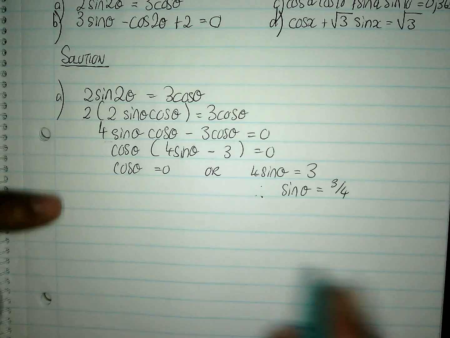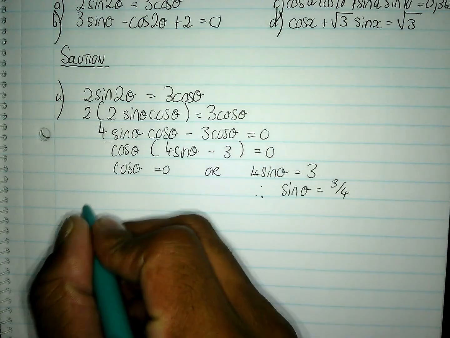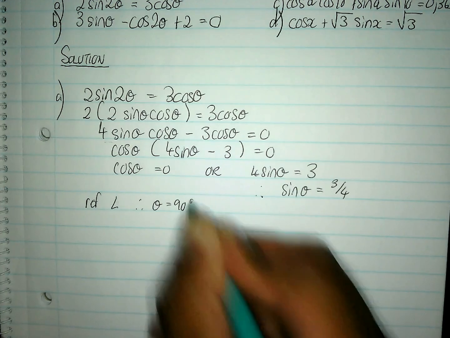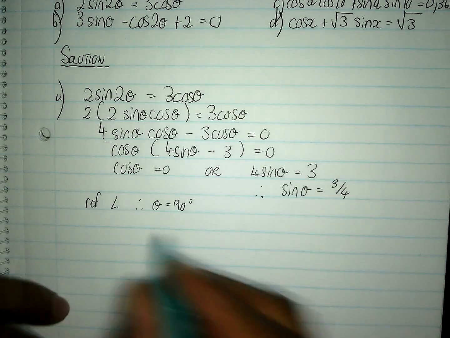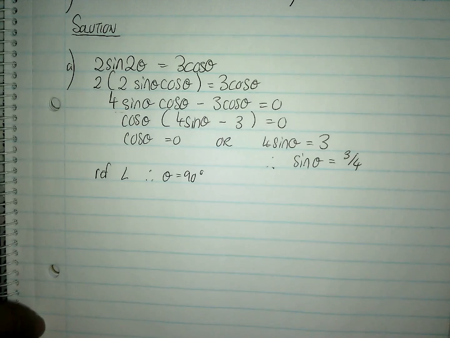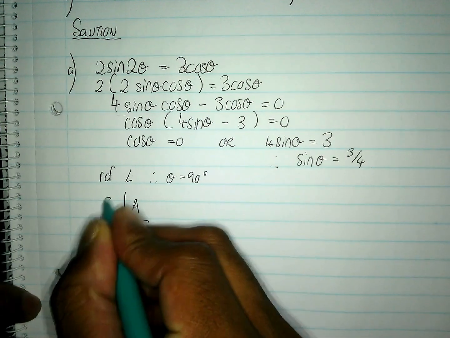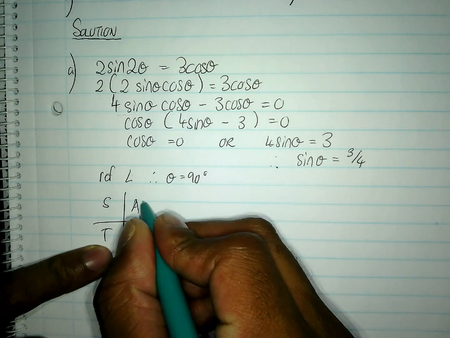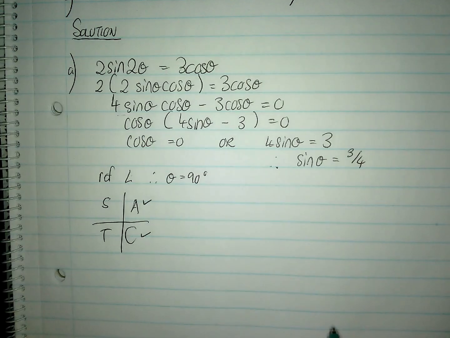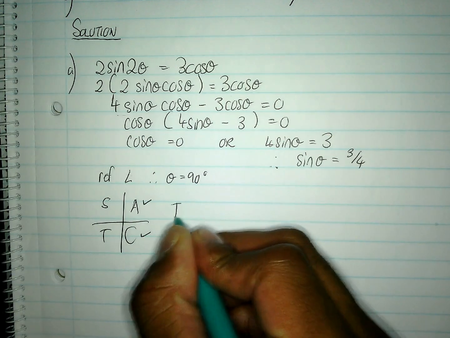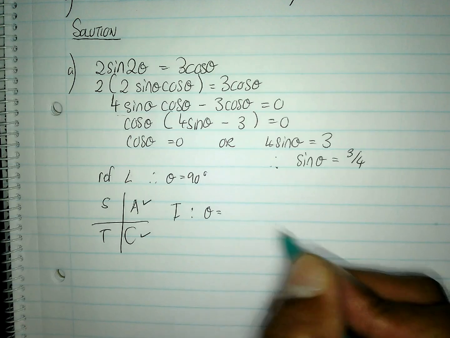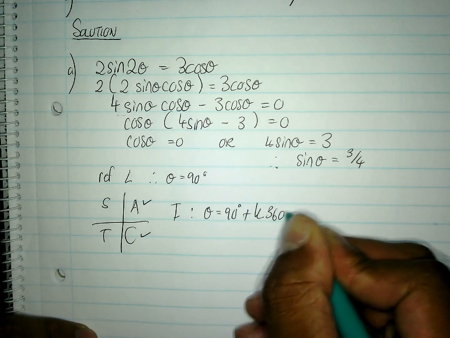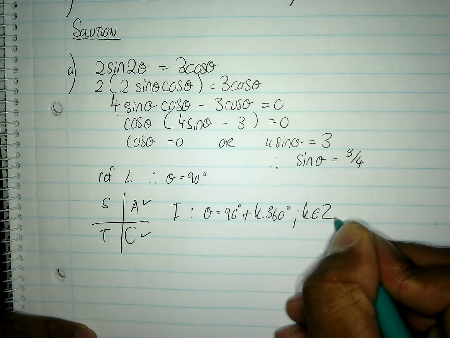Now, let's check. The ref angle for cos, we know, is going to be 90 degrees, right? Then we're going to check where cos is positive on the CAST diagram. So this is going to be your CAST diagram. From there, you know that cos is positive in your first quadrant and your fourth quadrant. So for your first, theta equals 90 plus k multiplied by 360, where k is an element of integers.